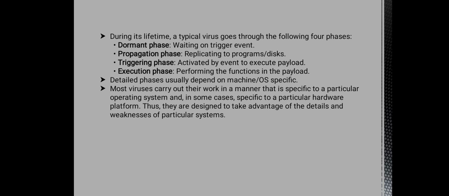Third phase is triggering phase, and in this phase, the virus is activated to perform the function for which it was intended. As with the dormant phase, the triggering phase can be caused by a variety of system events, including a count of the number of times that this copy of the virus has made copies of itself. And the last phase is execution phase. In this phase, the function is performed. The function may be harmless, such as a message on the screen, or damaging, such as the destruction of programs and data files.